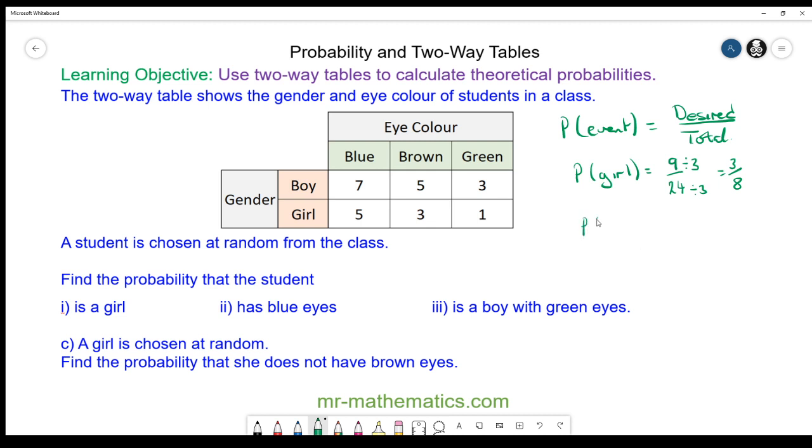The probability of picking somebody with blue eyes, and the probability of picking a boy with green eyes. I'll leave that with you for a minute or two, and then we'll go through it. Feel free to continue working through the questions if you're finding this quite doable.